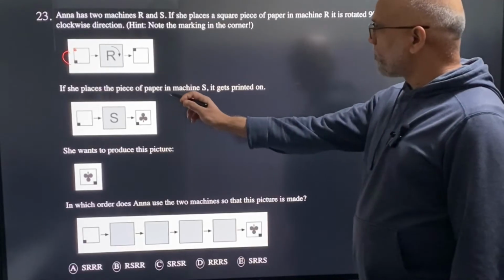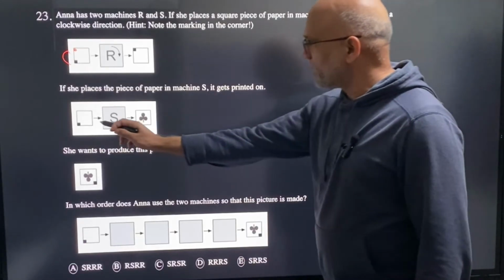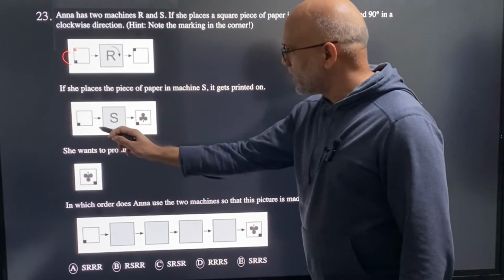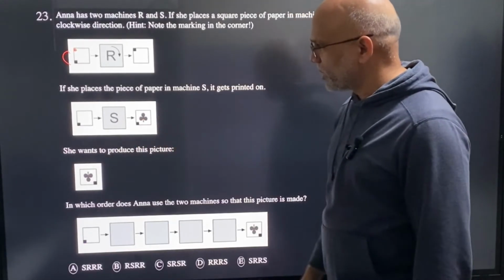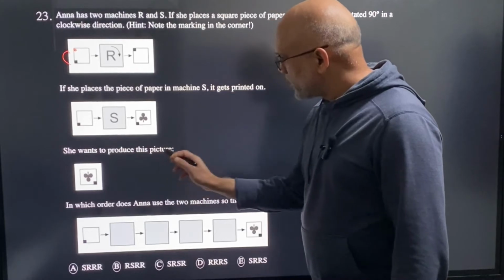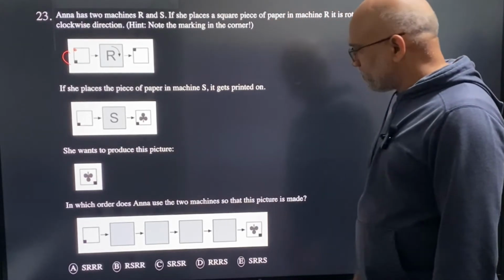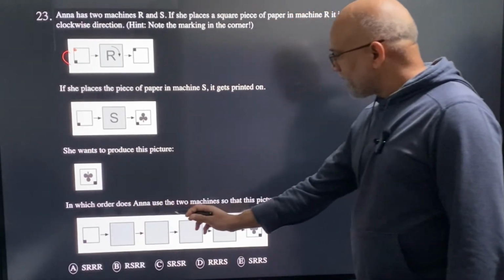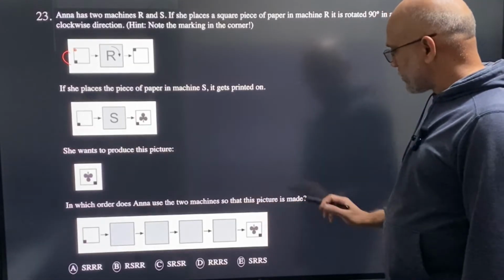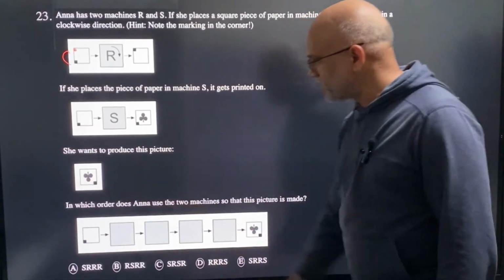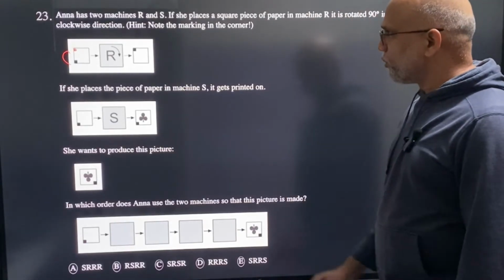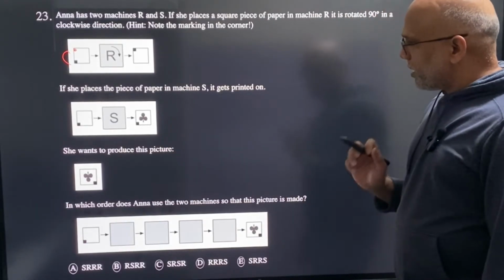If she places the piece of paper in the machine S, it gets printed on it. All right. So I'm starting with this. Let it go through machine S. It gets printed a shape. She wants to produce this picture. In which order does Anna use the two machines so that this picture is made? All right. So we start with this. We end up here. This is same as this. So in which order do we need to put these machines?